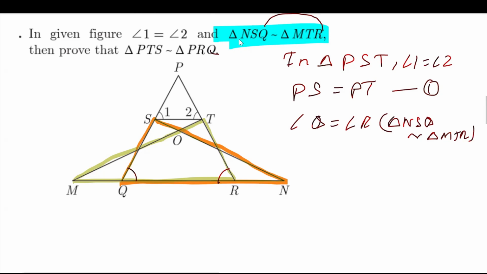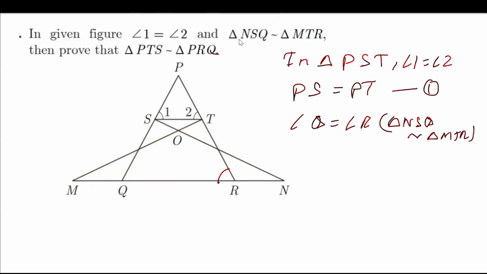Now look into this triangle first. Just consider this triangle. In this triangle, we actually have two angles equal, right? This angle is equal to this angle. So we can write their opposite sides equal. That is, I can write PQ is equal to PR. So this is equation 2.